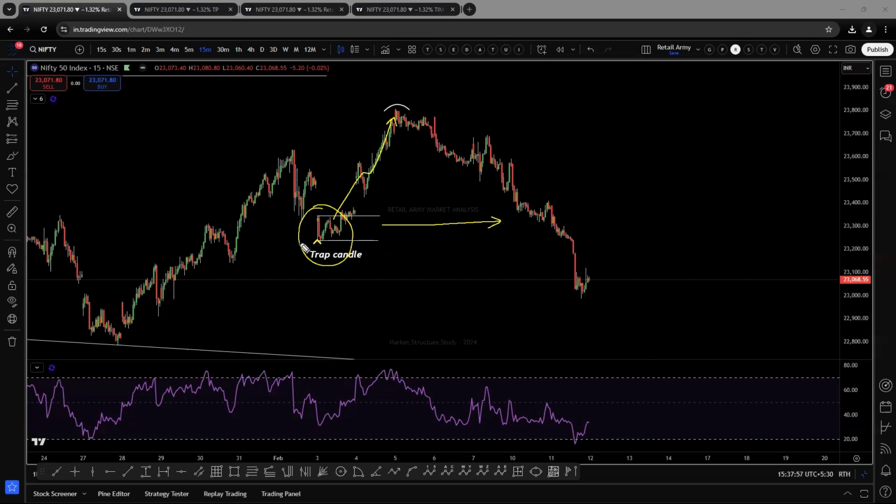100% this has to get retested, trap candle. And those who are following me for at least the past few months really know that whatever I share is totally different. Don't compare my analysis with someone else, because what I do is totally different. My research is in a totally different field.